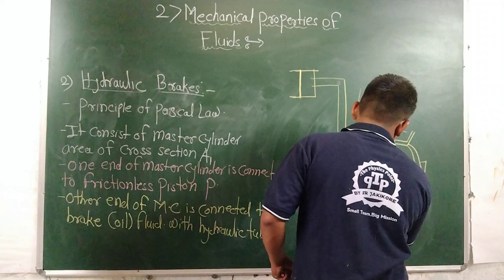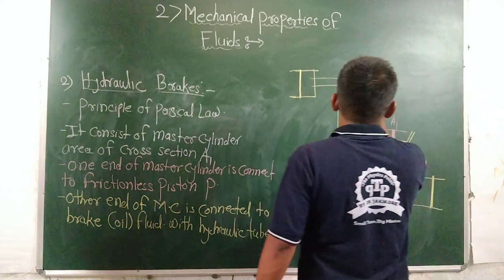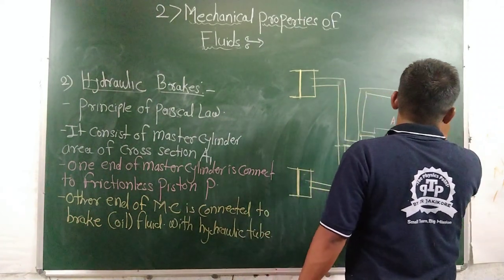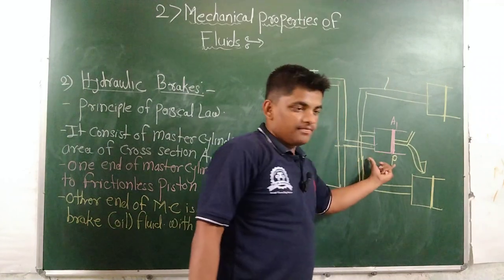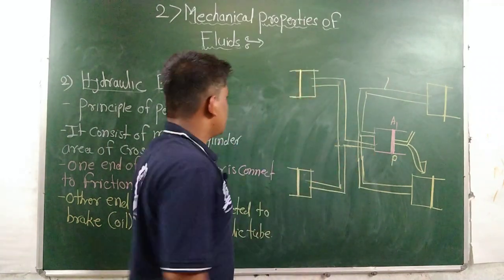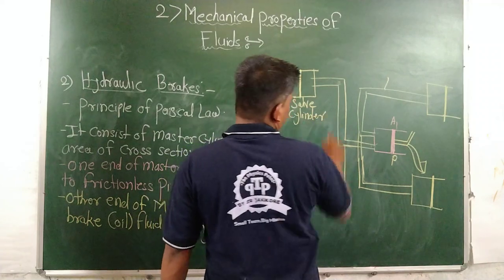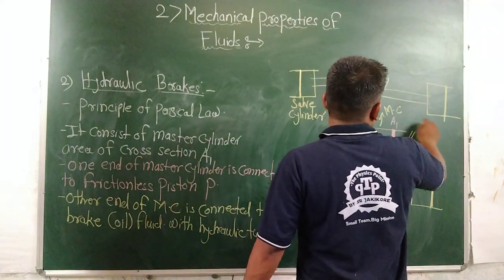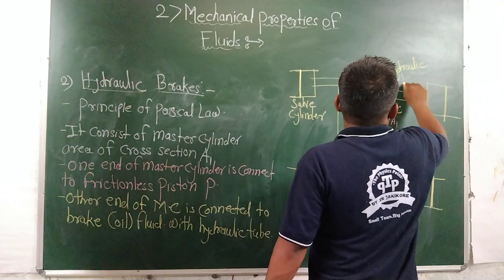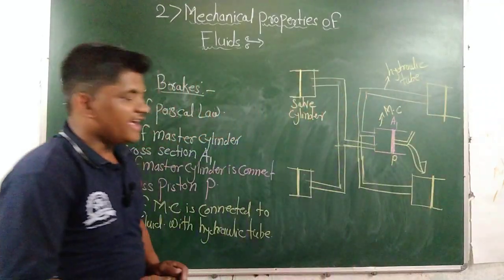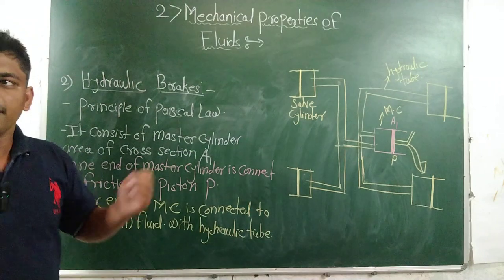There will be four slave cylinders connected with the help of hydraulic tubes. This is the hydraulic tube, this is the master cylinder, MC, and this one is the slave cylinder. What happens exactly, how do hydraulic brakes work, we will discuss here.